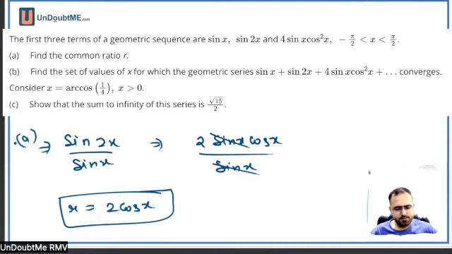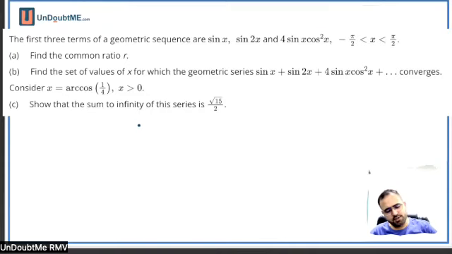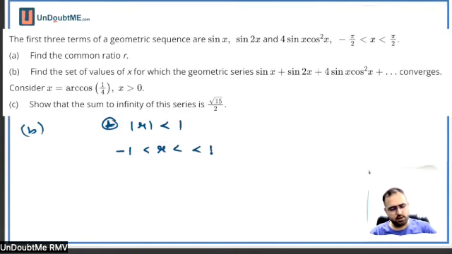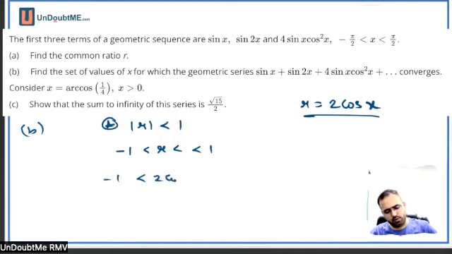Part 2 is: find the set of values of x for which the geometric series converges. We have already seen that when it converges, mod r is less than 1. This is the condition, so r will be between -1 and 1. Now what is the value of r? Just now we found the value. It is 2 cos x. I'll put the value of r over here, so I'll get 2 cos x between -1 and 1.